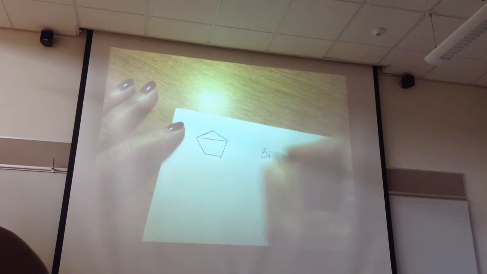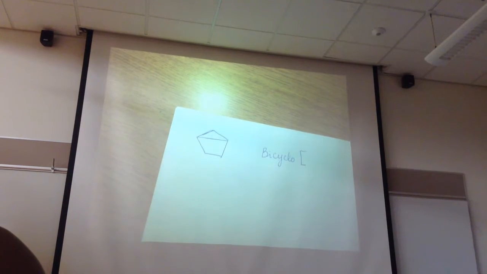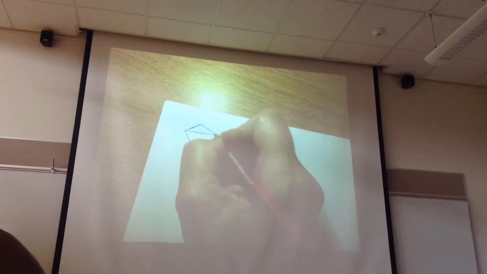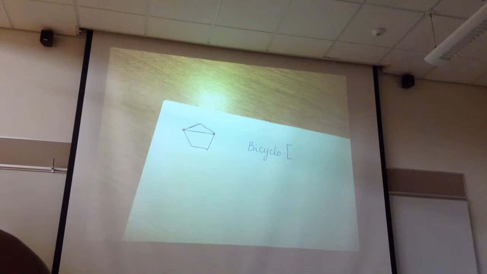I'm going to call it bicyclo. I'm going to help you out with the brackets. And then, can you label the bridgehead carbons? You're right here. So there's 1 and there's 2. Those are your bridgehead carbons. Remember, the story is that you go in descending order. Descending order.